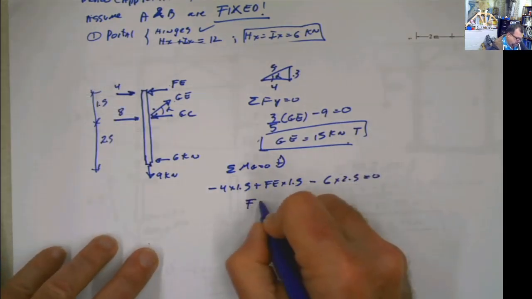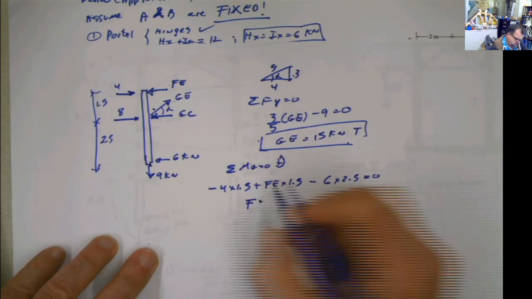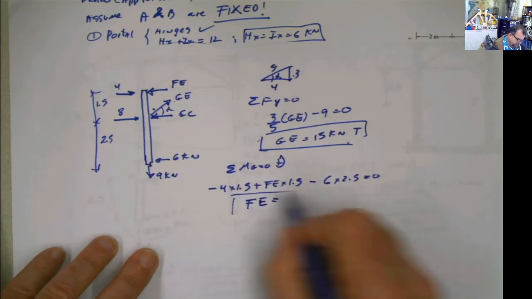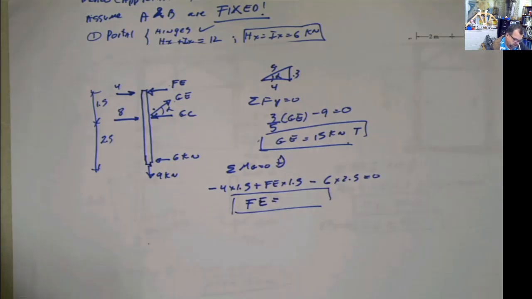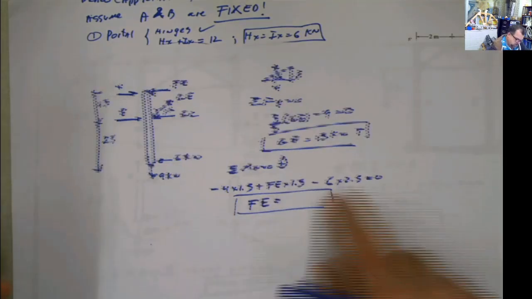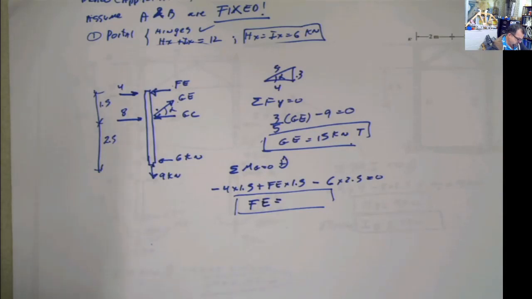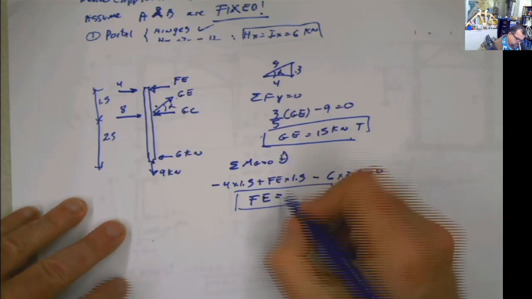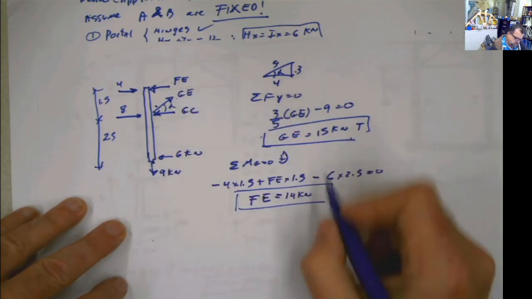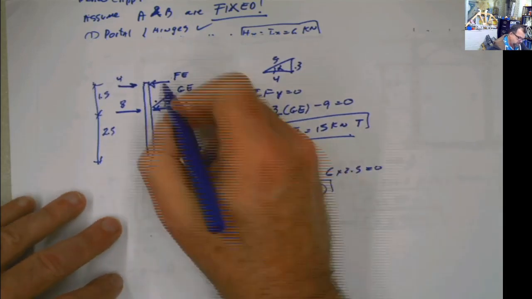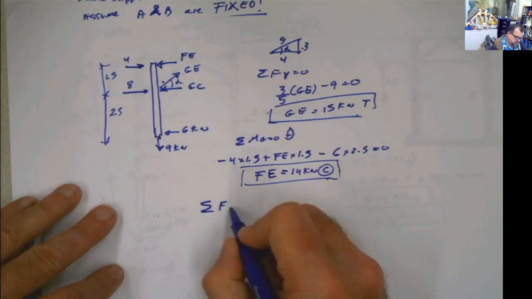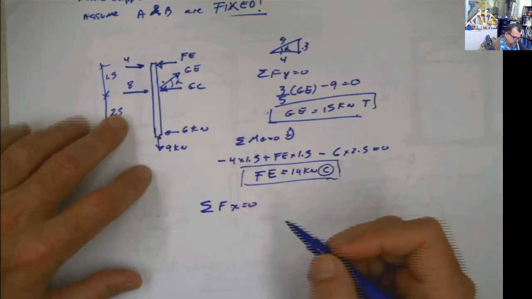And then from here, you can calculate FE, and FE is going to be equal to, that's a dramatic pause there, 18 plus 15 and 6, divided by 1.5, 14. 14 kilonewton, as was assumed in compression. Why is it in compression? Because I assumed it was in compression and I got a positive value, meaning it is in compression. And now we can do summation of forces in x equals 0 to calculate our last unknown, which is GC.